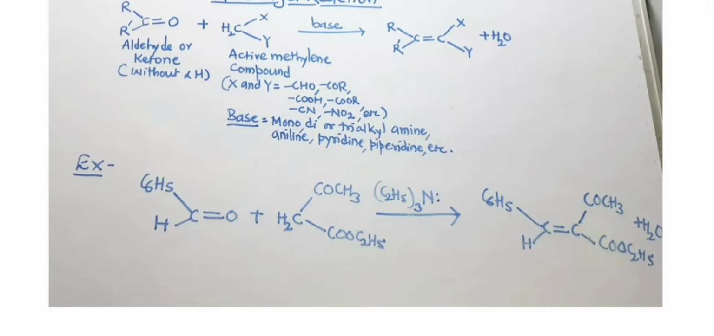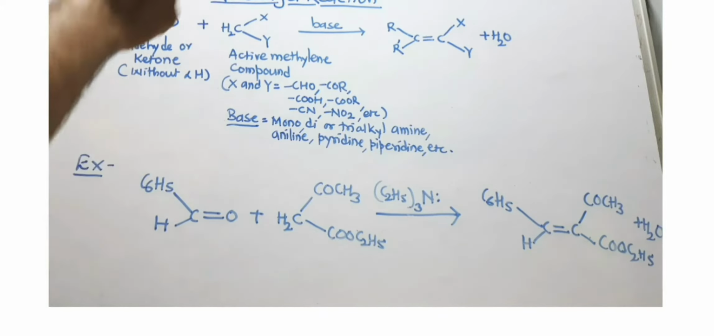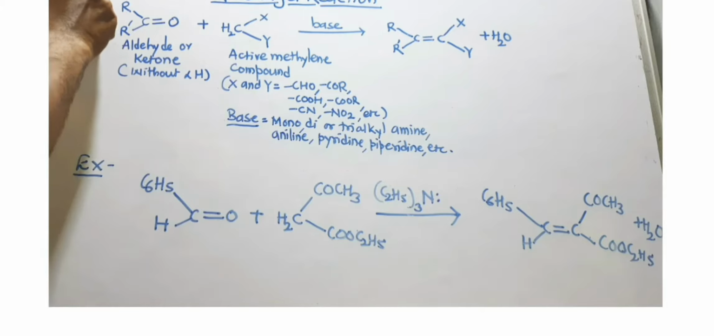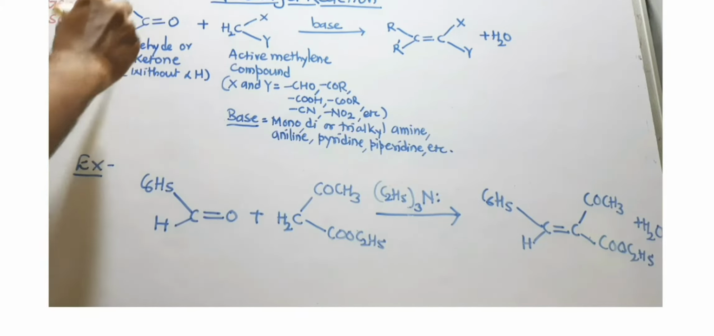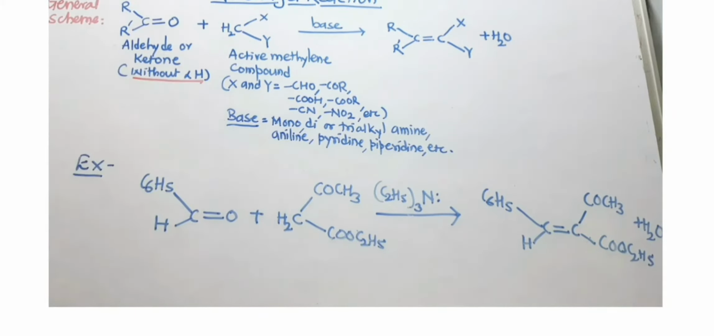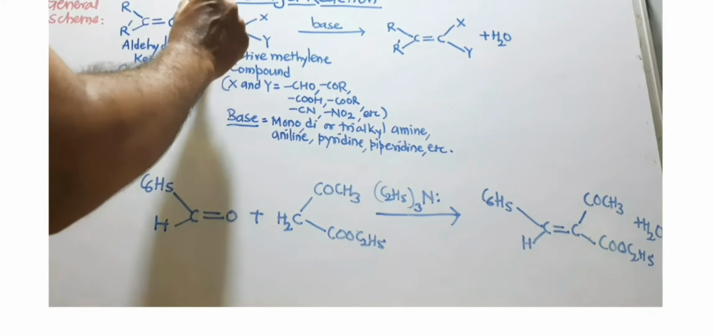Knoevenagel condensation, or Knoevenagel reaction. What is required here for the reaction is given in this general scheme. According to the general scheme of this reaction, we need an aldehyde or ketone without alpha hydrogen, that you must check before. And then you need an active methylene compound.